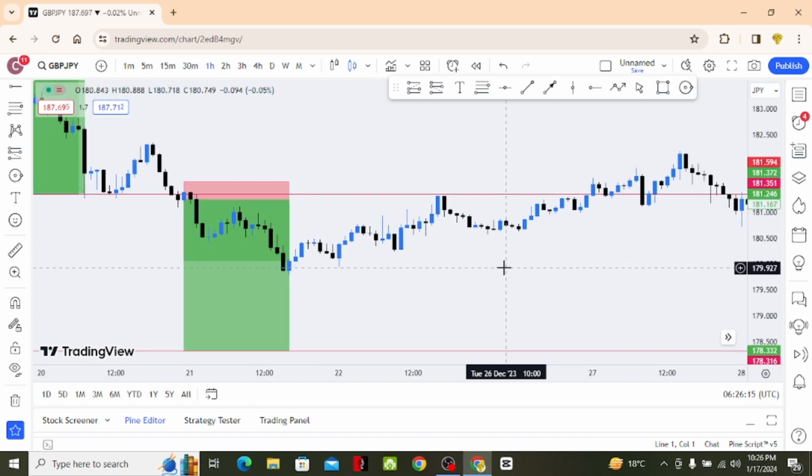So guys, this is it. This is my second entry. I want to teach you how I enter this trade for the third time, my third entry.